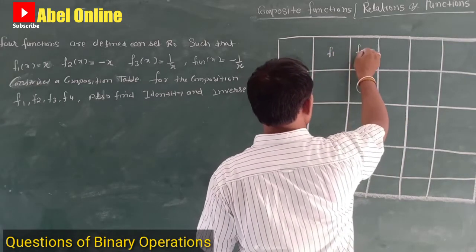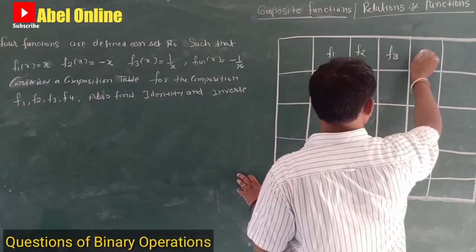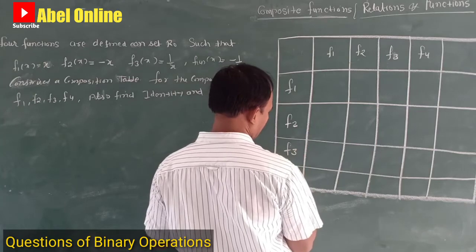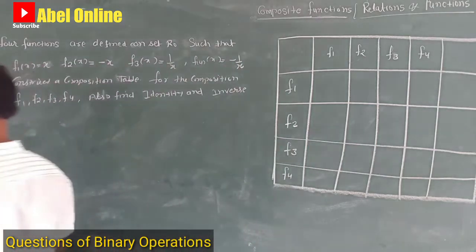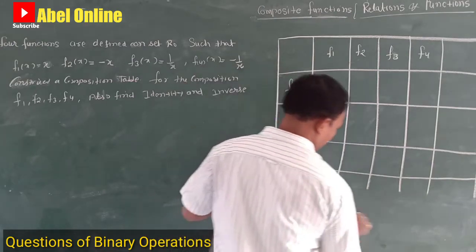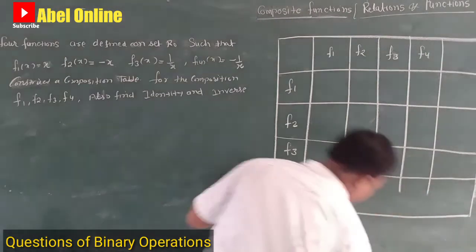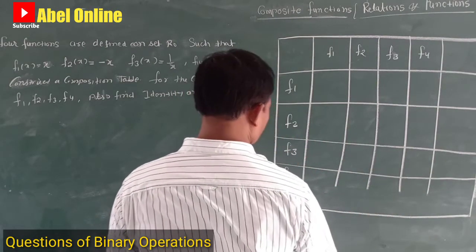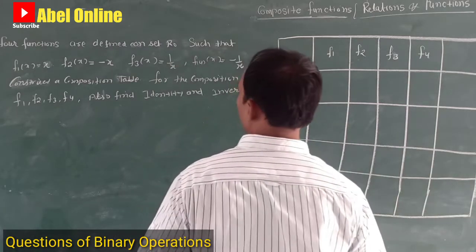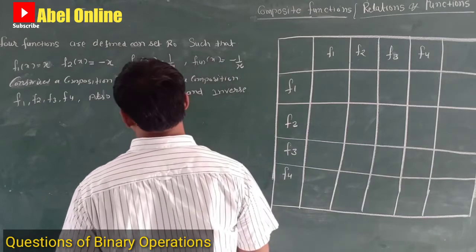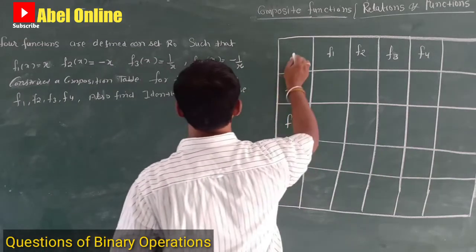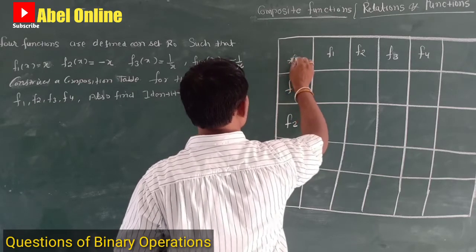Here f1, f2, f3, f4, and here f1, f2, f3, f4. Now start the binary operation.